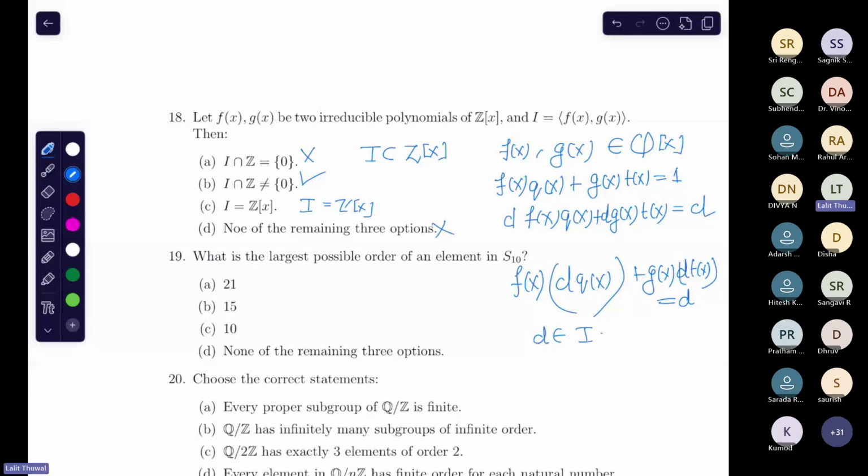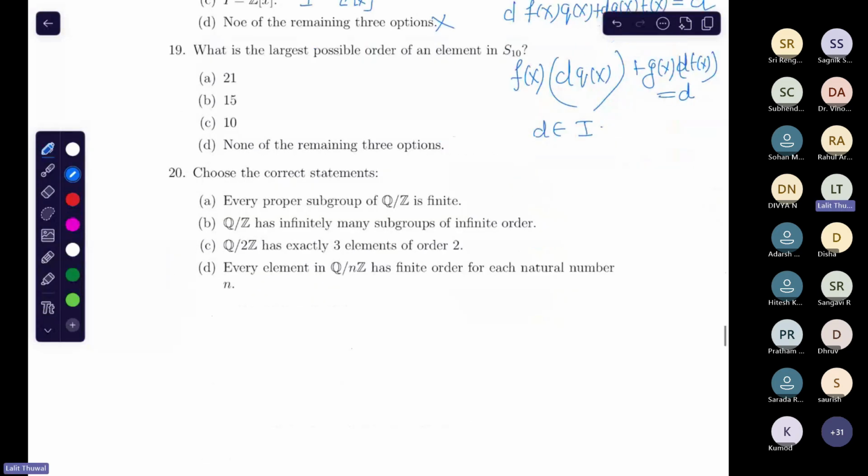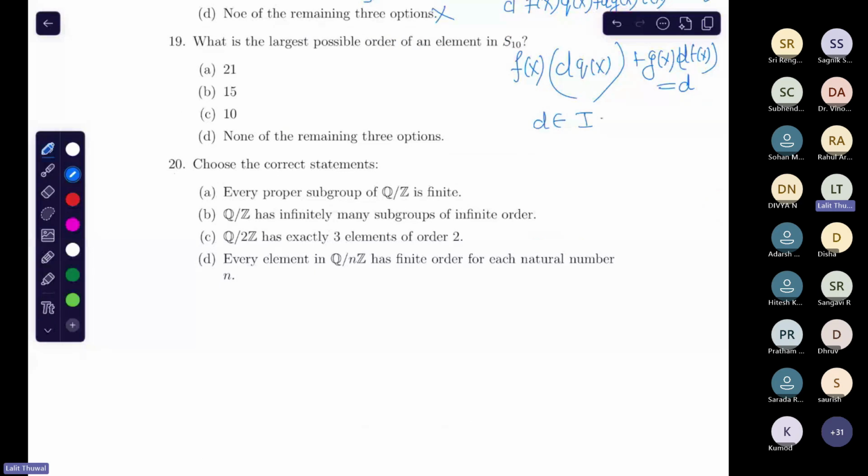Is it okay? Right. I expected that all of you would do this question, but not all did. Why? This should be done, right? Because I have told everything about this group. Yes or no?